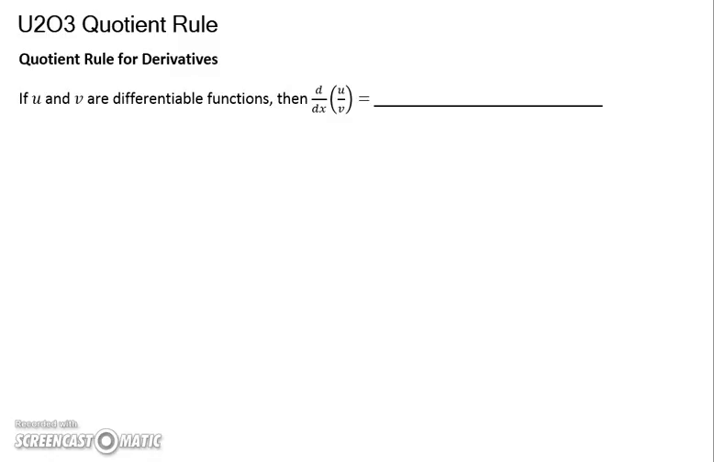So if u and v are differentiable functions, then the derivative with respect to x of u divided by v is going to be v times the derivative of u minus u times the derivative of v all over v squared. So v times the derivative of u minus u times the derivative of v all over v squared.